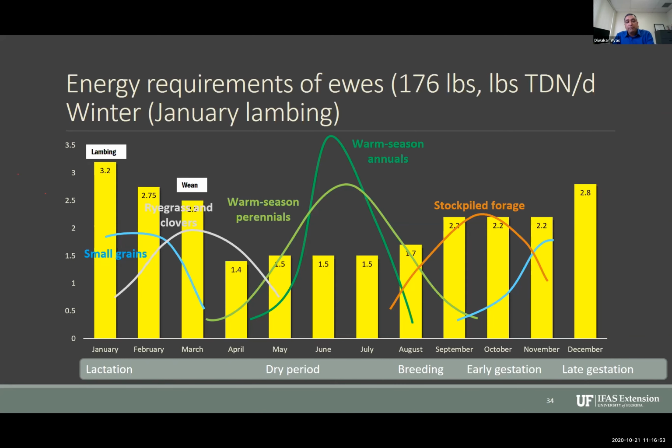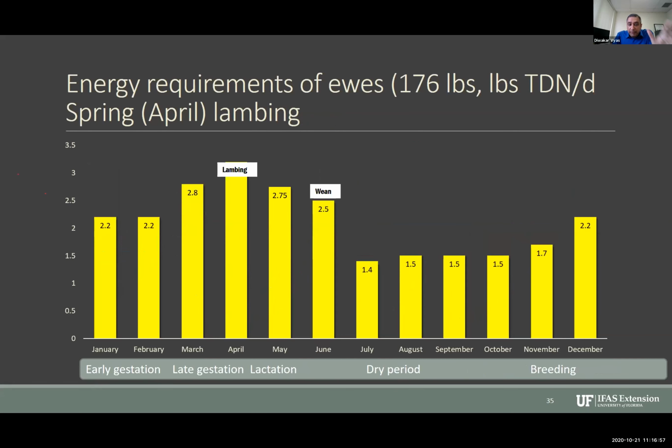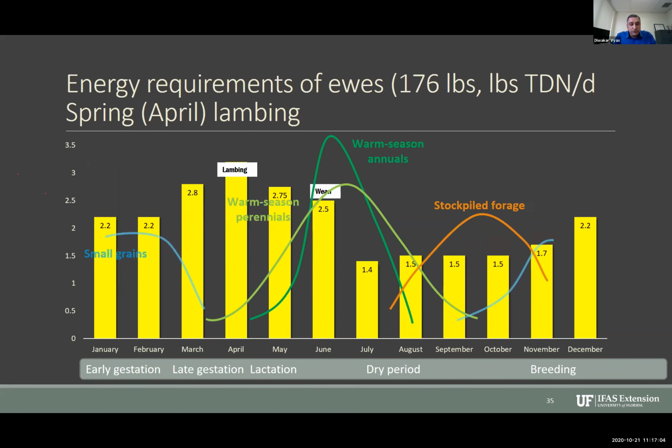So this is an example of January lambing, and this is an example of April lambing. Again, we see the fluctuation in energy, and then we just superimpose. And again, this may be different for every farm, depending on what kind of grasses and forages they are growing. But I think it is a very good snapshot if we can have it at the farm.